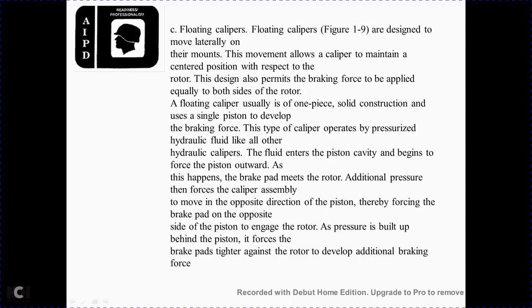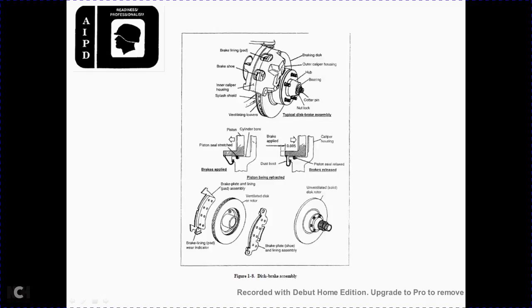Additional force is pressed on the caliper assembly to move in the opposite direction of the piston, thereby forcing the brake pad on the opposite side of the piston to engage the rotor. As the pressure builds up behind the piston, it forces the brake pad against the rotor, developing additional braking force. Disc brake assembly is shown from the right side of a typical disc brake assembly.